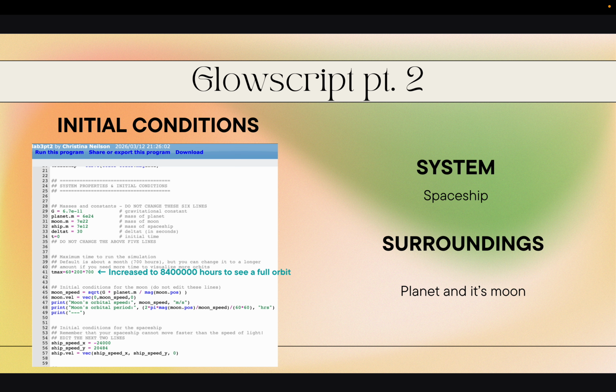For the second part of this lab, we also again laid out our initial conditions, and I increased my time to run the simulation here in order to see an orbit of the moon. Our system was a spaceship, and our surroundings were the planet and its moon.